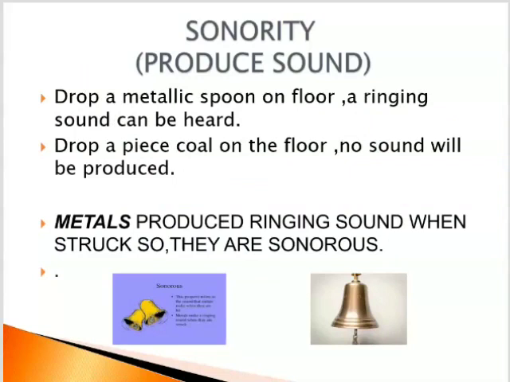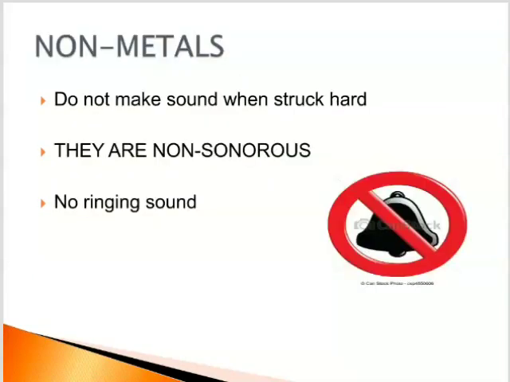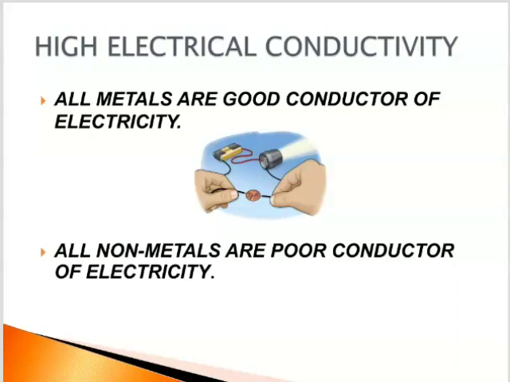Drop a metal spoon on the floor, hear the sound. Now drop a piece of coal on the floor, hear the sound. Do you notice the difference in the sound produced by the spoon and the coal? The spoon will fall with a ringing sound, whereas coal will not produce any ringing sound. So the property of metals making a ringing sound when struck is called sonority. They are sonorous. Non-metals do not make a ringing sound when struck. They are non-sonorous.